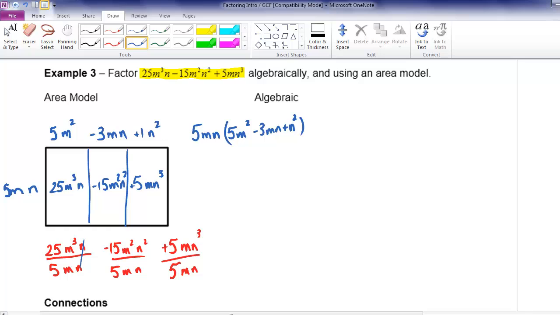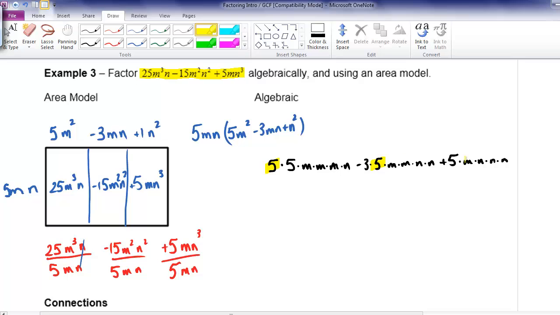Algebraically, this can be kind of messy, but let's have a quick look. Break apart each piece. Well, 25, 5 times 5, m, n, minus 15, 3 times 5, m, n, plus, well, can't break 5 down anymore, and we get this. So here's the prime factorization of that polynomial. Then we identify the GCF.